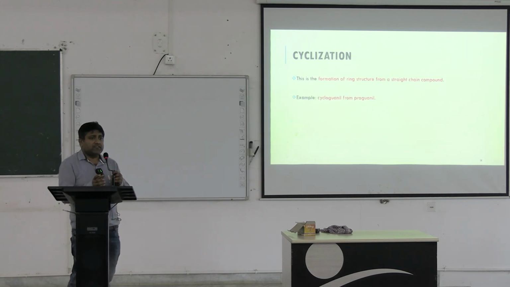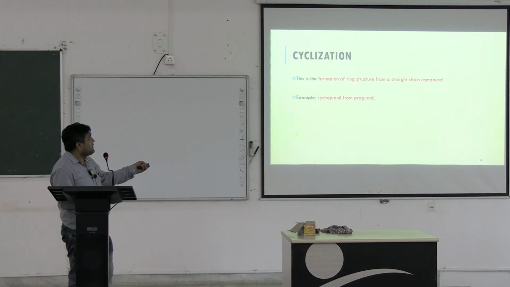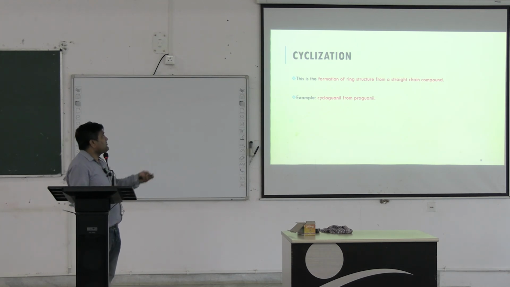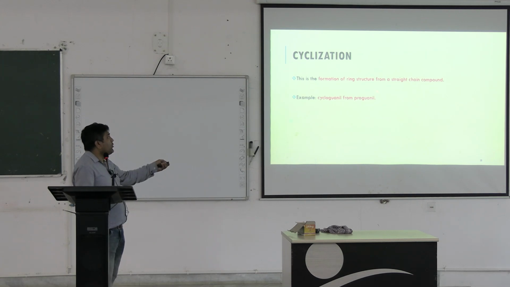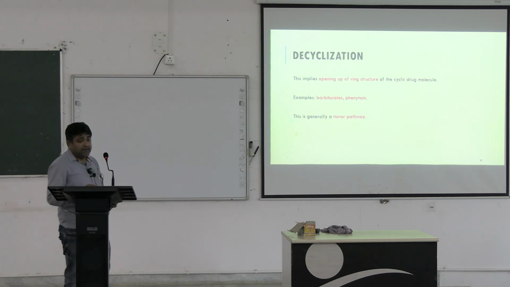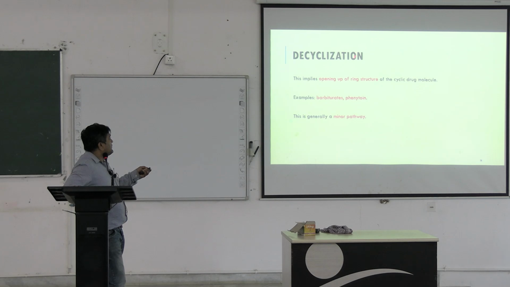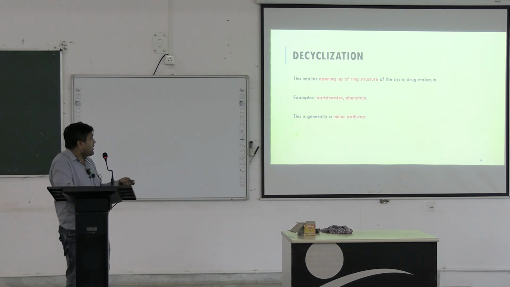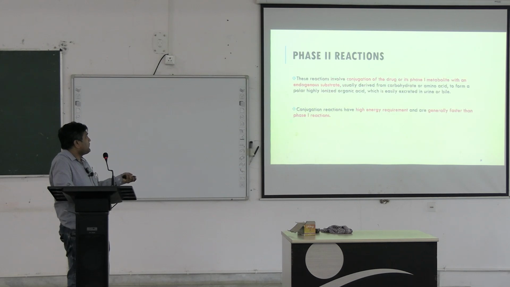Cyclization, as the name suggests, is basically forming a ring structure from a straight chain compound. Example, cycloguanil is formed from proguanil. Decyclization, this implies opening of the ring structure. Examples, barbiturates, and phenytoin is a minor pathway.